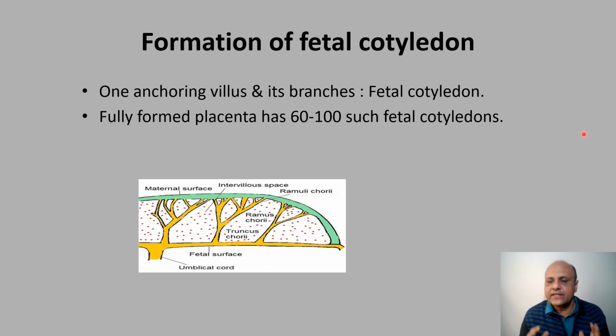So you can appreciate the complexity now, how from primary villus, secondary villus was formed, tertiary villus was formed, anchoring villus is formed, and one anchoring villus and its branches make up a fetal cotyledon. So a fully formed placenta is disc shaped and has got 60 to 100 such fetal cotyledons.